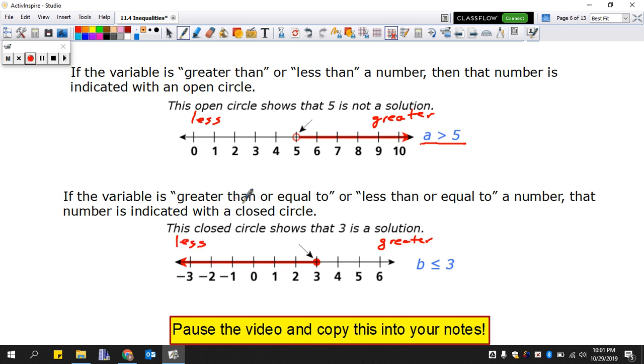So if the variable is greater than or equal to, or less than or equal to, it doesn't matter, then the number is indicated with a closed circle. In this case, the closed circle shows that 3 is part of the solution set because it is equal to the value. So this is b is less than or equal to 3. You draw a filled in circle at the 3, and less than means that you draw your arrow to the left. All right, pause the video and copy this information into your notebook.